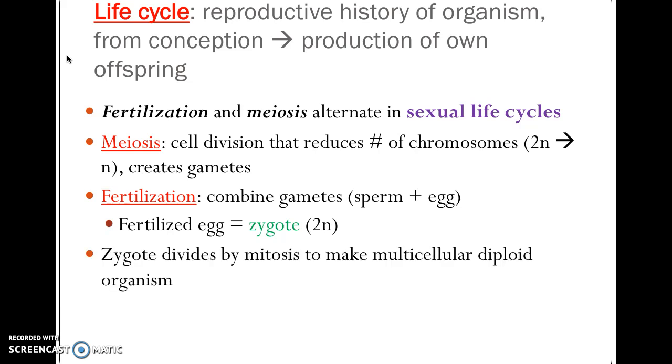The zygote cell then divides and divides by mitosis to make multicellular diploid organisms. So this is why it is alternating, because initially, again, there's fertilization, our body cells are made by mitosis, and then meiosis makes our gamete cells, and then when we have offspring, fertilization, and it cycles and cycles.